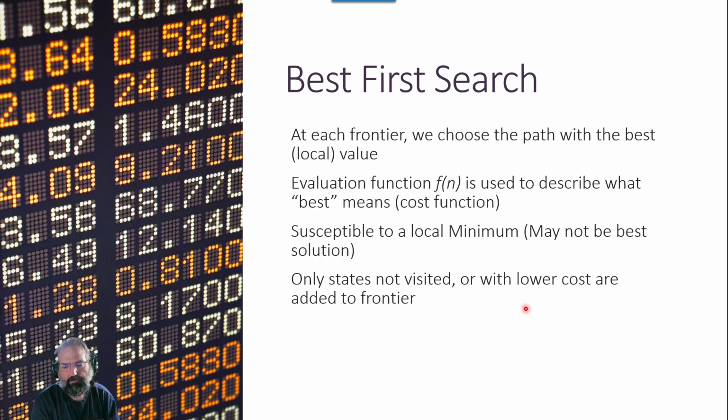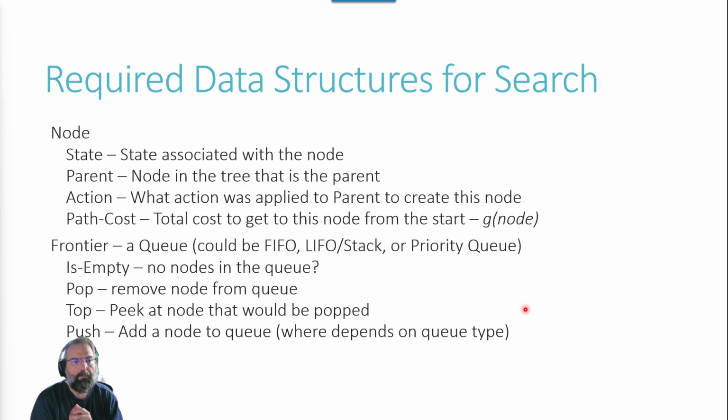And only the states that you've not visited, or with a lower cost function or cost, are added to the frontier. So there are very restricted things on what is at that frontier of your search. So when you deal with this, what do you need to do a search? There are certain data structures we often have to have.